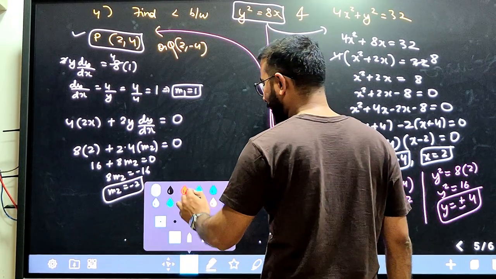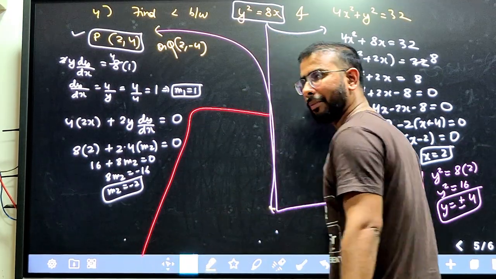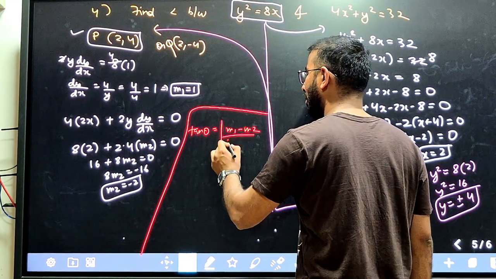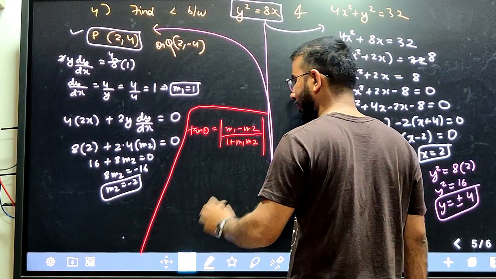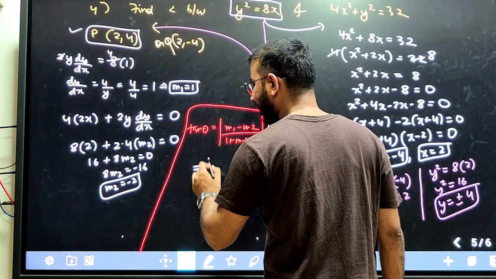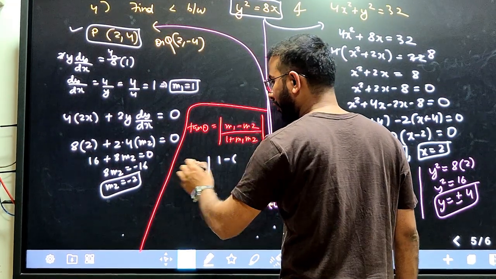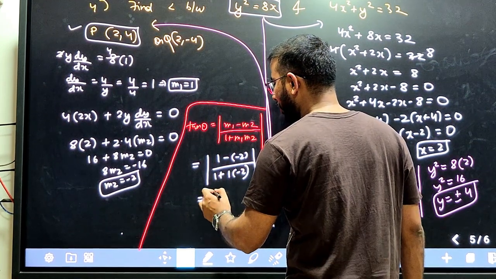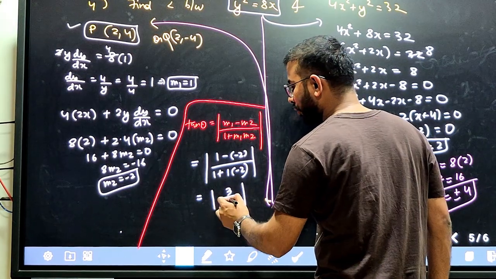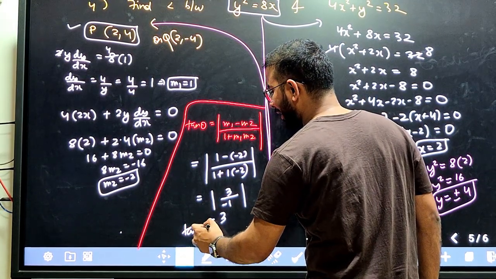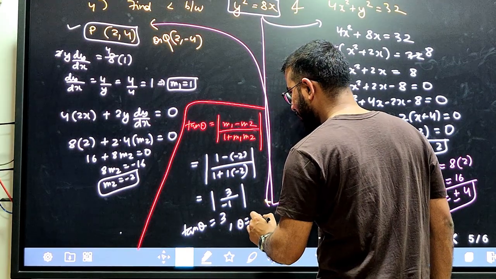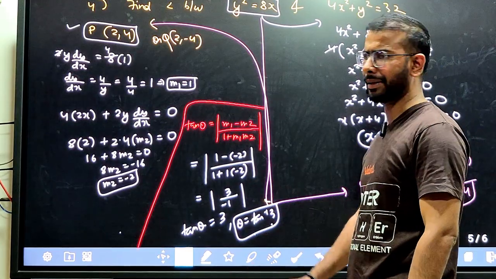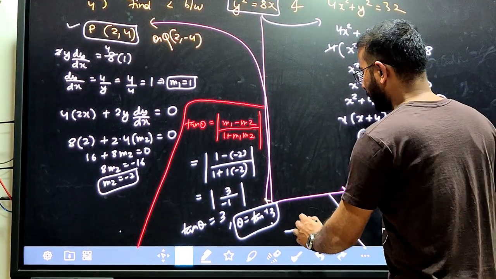Now we have m1, m2. What will we apply, guys? Direct formula, tan theta. What is the formula of tan theta? Mod of m1 minus m2 upon 1 plus m1 m2. So we have m1 1 minus of minus 2, 1 plus 1 of minus 2, which is 1 plus 2 is 3, 1 minus 2 is minus 1, which is coming out to be 3. So tan theta is equal to 3. What is theta coming out to be? Tan inverse 3. Similarly for Q also you can write tan inverse 3. The answer would be same, not much difference, right? So that's how you will solve.